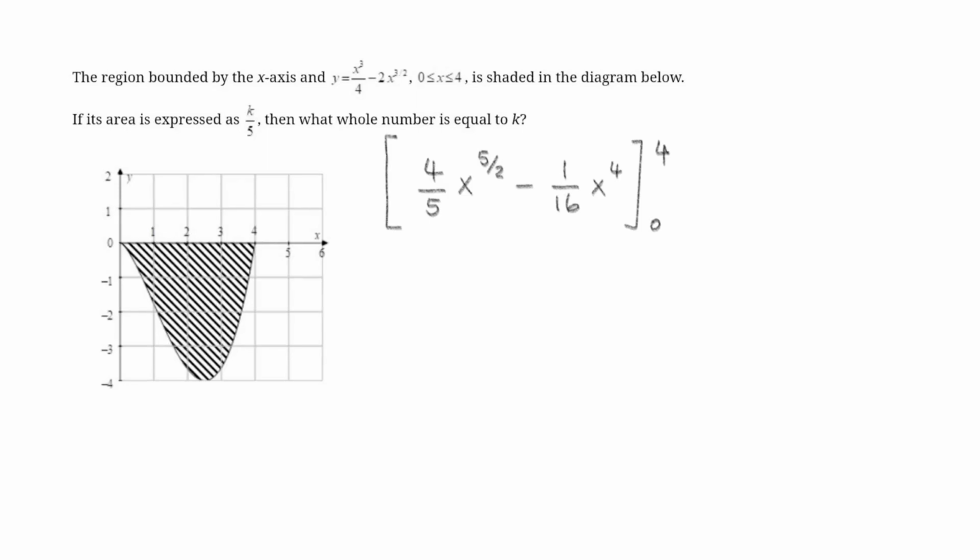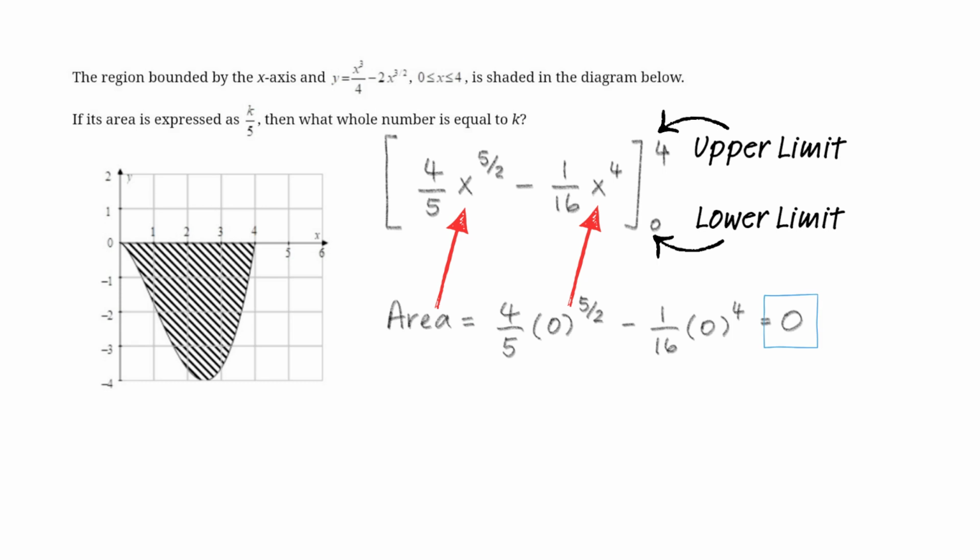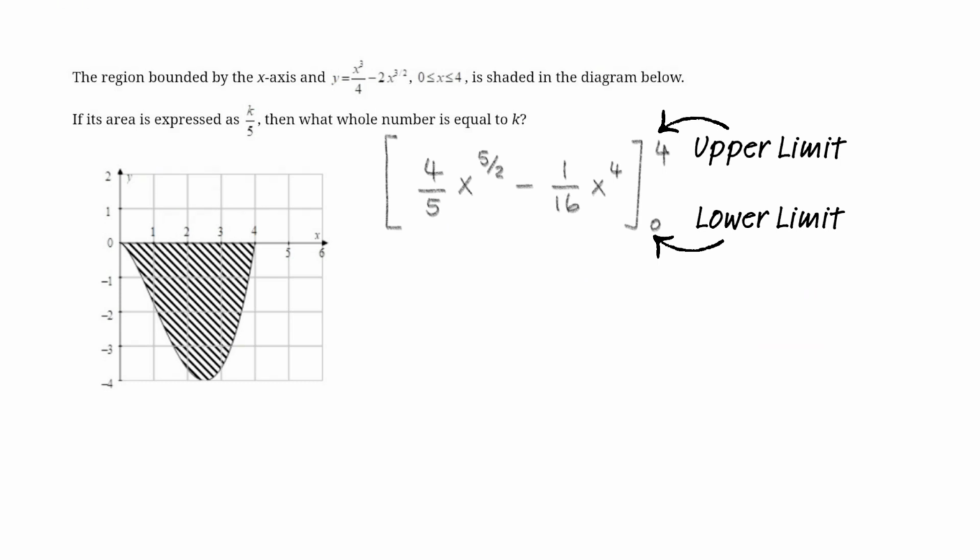Now we plug in our limits. We start with the upper limit, 4, and subtract the lower limit, 0. Since the lower limit is 0 and both terms have x, that part just becomes 0. So let's focus on the 4. The area is equal to 4 over 5 times 4 raised to the power of 5 over 2, minus 1 over 16 times 4 raised to the 4th power. This is equal to 48 over 5.